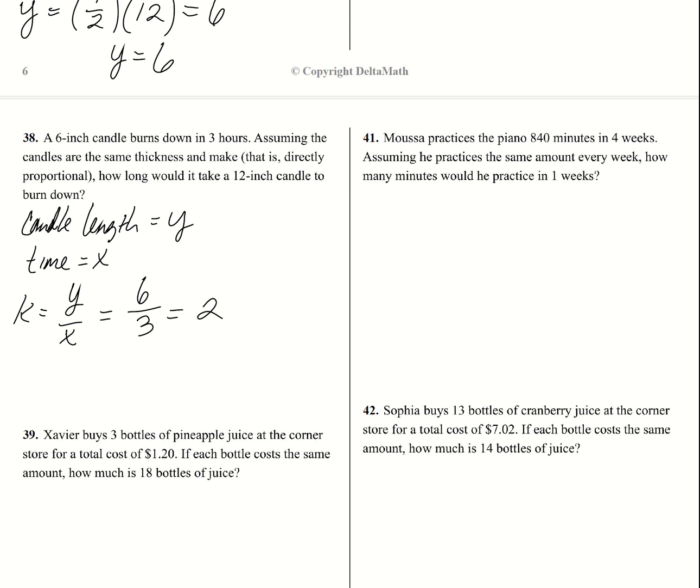It's asking how long would it take, so they're asking about time, a 12-inch candle to burn down. So we can still use y equals kx, but this time they're saying a 12-inch candle, so our candle length is y. So we can say 12 is equal to 2 times x. And then I can divide by 2 on both sides to solve for x. So x is equal to 6 hours. That would make sense if we double the candle length. So from 6 inches to 12 inches, we double the amount of time from 3 hours to 6 hours. But that's how you would figure it out.